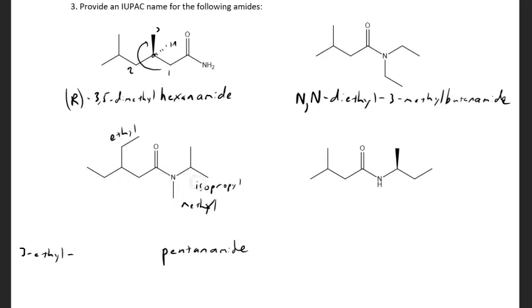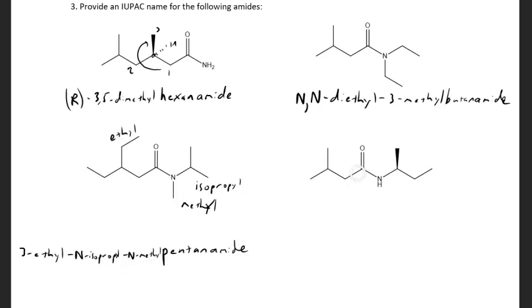And then attached to our nitrogen, we have an isopropyl. I say isopropyl first because I comes before M. I comes before M, so we have N-isopropyl. And we have N-methyl. So 3-ethyl, N-isopropyl, N-methyl, pentanamide.